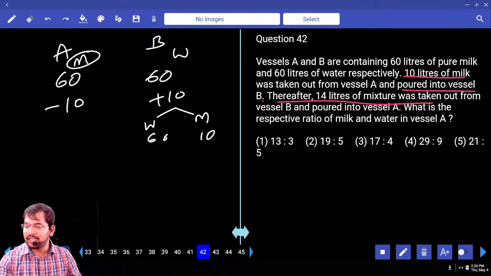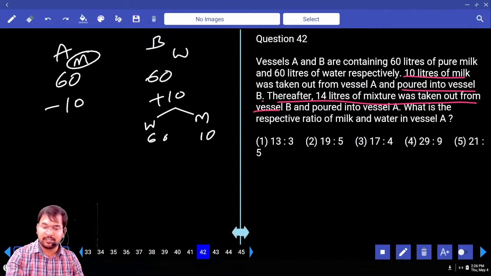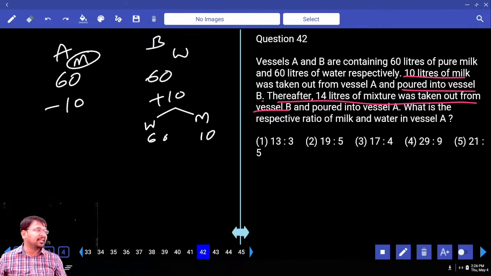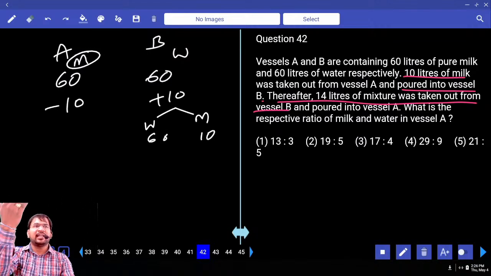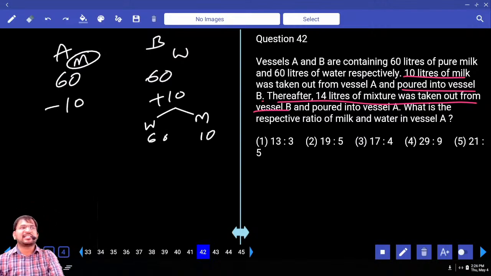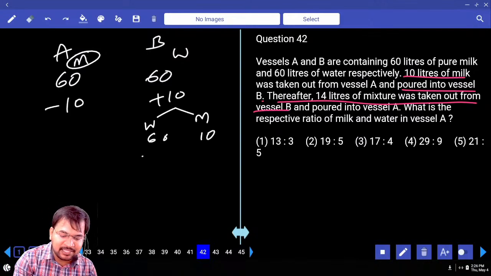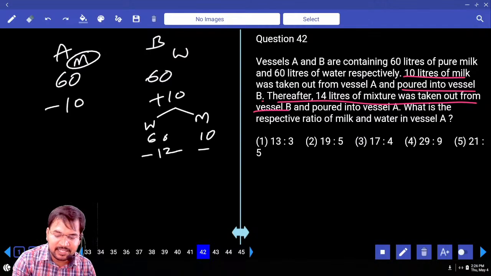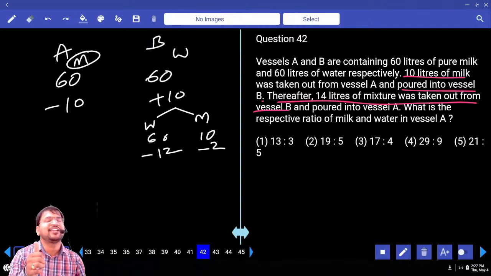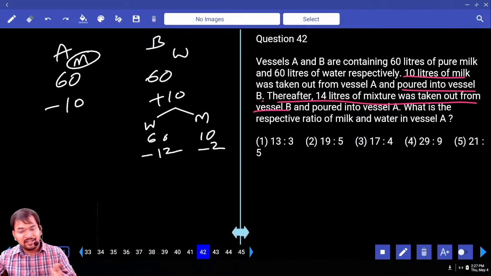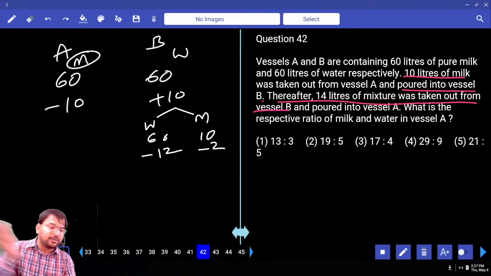Thereafter 14 liters of this mixture is taken out from vessel B. This mixture 14 liters. Nana, total 70 in vessel B. Vessel B now 70, 14 liters you are taking, na. That 14 is how much percentage of 70? 20%, na. And 20% of milk is coming out, 20% of water is coming out. Are you clear, Nana? 20% of 60 is nothing but 12. 20% of 10 is nothing but 2.